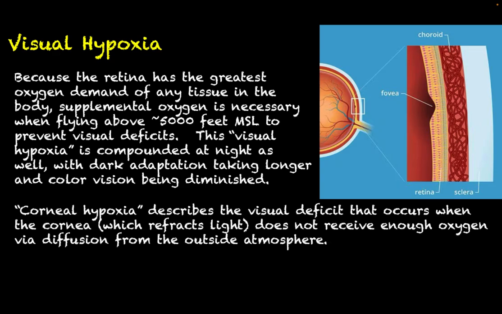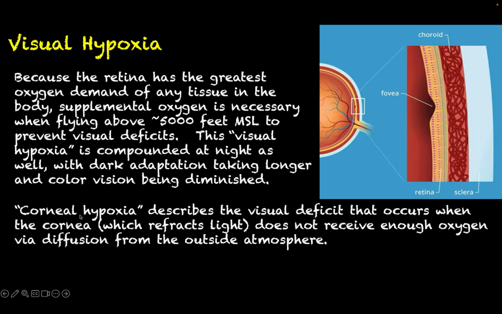Another interesting phenomenon is called corneal hypoxia. This describes the visual deficit that occurs when the cornea, which again, these are not light-sensitive cells, but they do refract the light that focuses the light on the retina, does not receive enough oxygen. Their function starts to be hampered as well. Those corneal cells do not get their oxygen from the choroid like the retinal cells do.